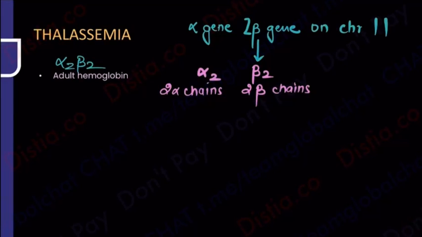1, 1 is 2. So everything is 2, 2, 2. 1 and 1, chromosome 1, 1, 11. So 1, 1, 2. So there are 2 genes that are present. They will make 2 proteins.